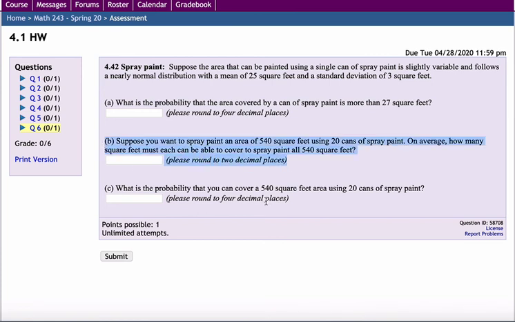That's what B is all about. B is just trying to understand where that 27 came from. The answer to B is 27. If you want to cover 540 square feet using 20 cans, on average, how many square feet must each can be able to cover? We'll take 540 and divide it by 20. You'll get 27. That's the number that goes right here. This has nothing to do with inverse norm or normal CDF or anything. It's just the number 27. The only reason they ask it is to set up question C.